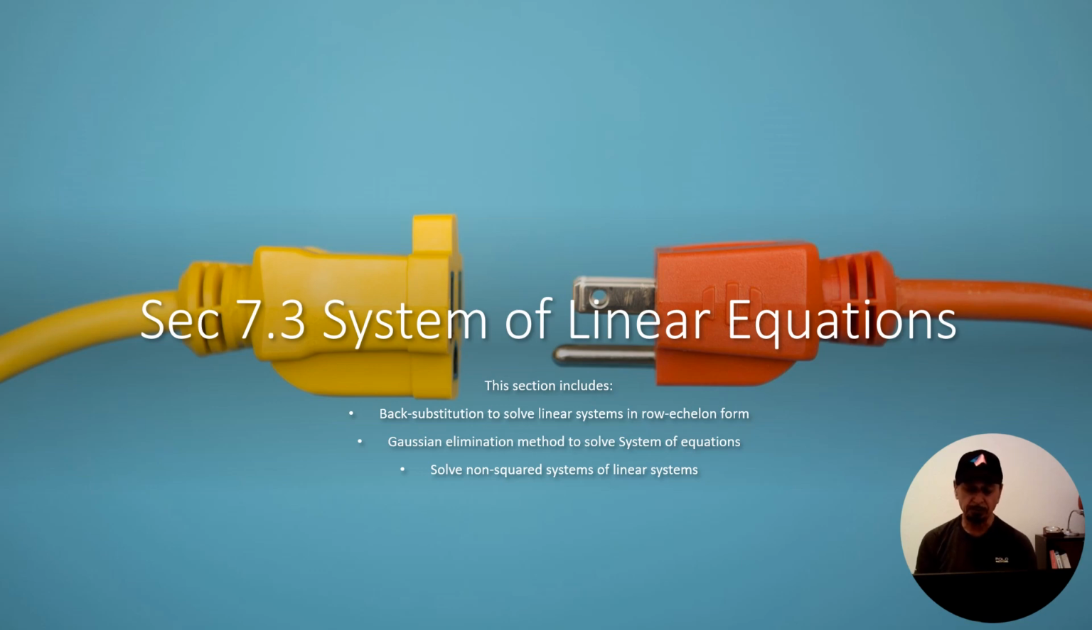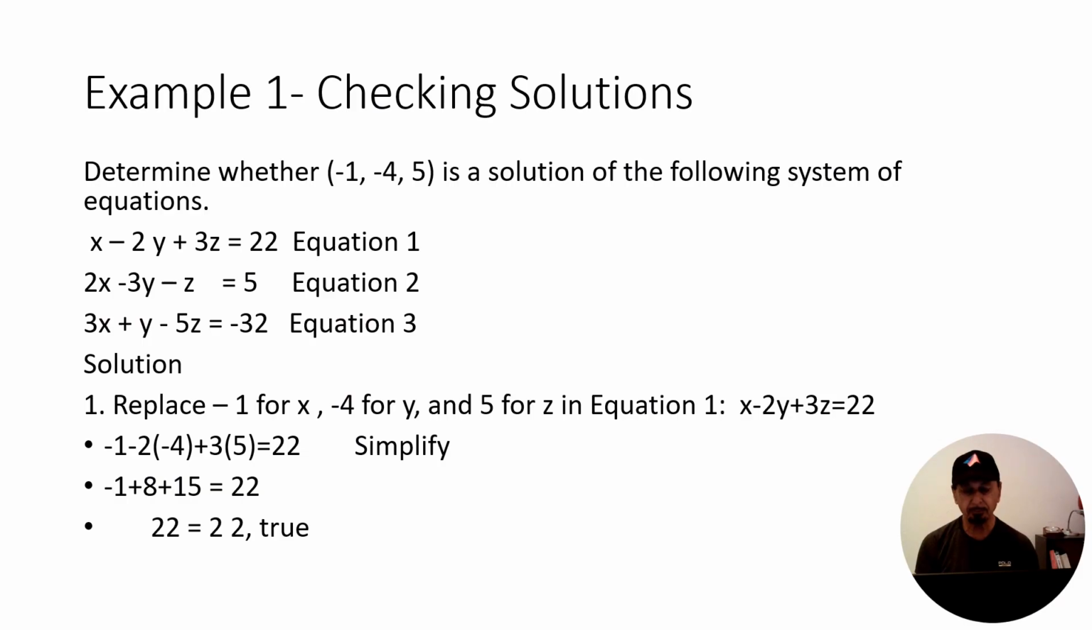This video is about solving system of linear equations using Gaussian elimination method. Example 1. Checking solutions. Determine whether -1, -4, 5 is a solution of the following system of equations.